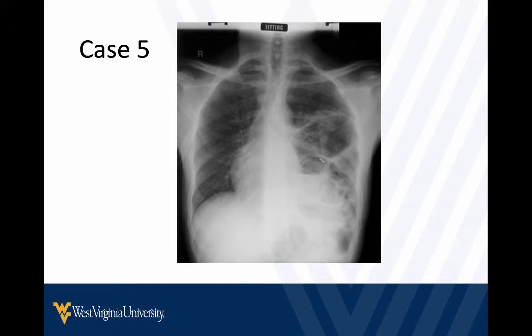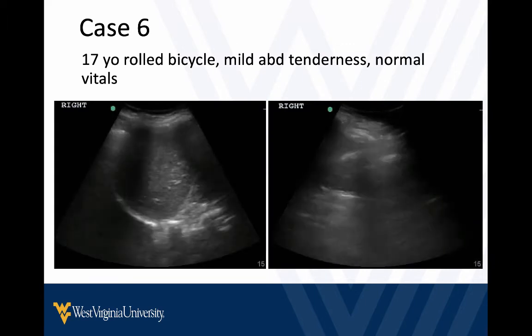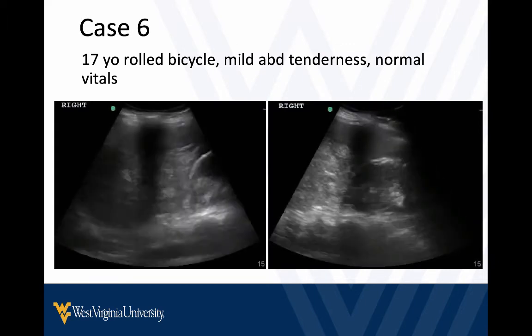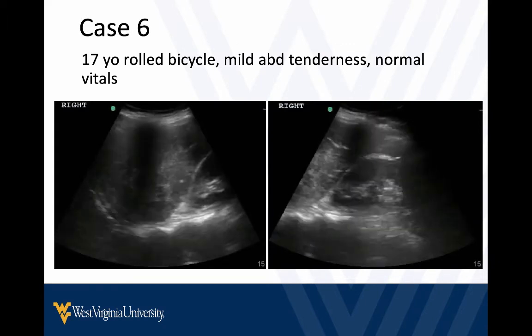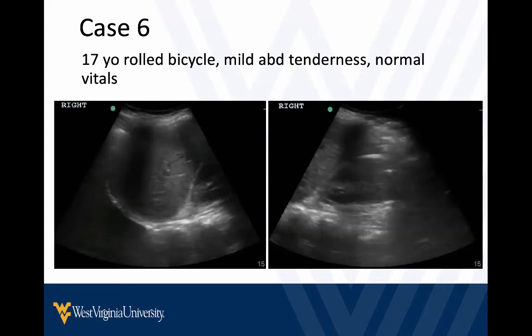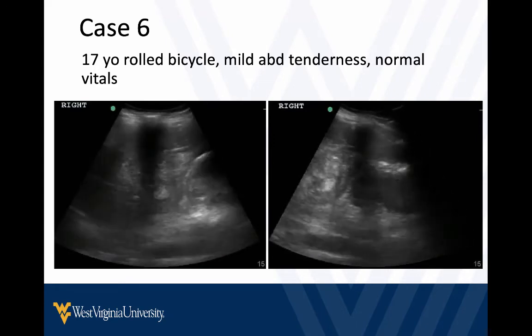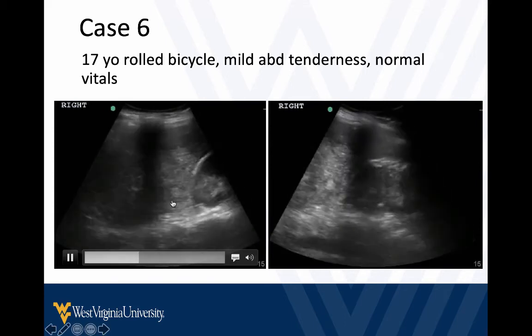So instead of placing a chest tube into their descending colon, we're able to hold off and manage the patient and get more definitive workup. Next case, 17-year-old who rolled their bicycle, got a little abdominal tenderness but normal vital signs. We go ahead and do a FAST exam and we can note some abnormalities.